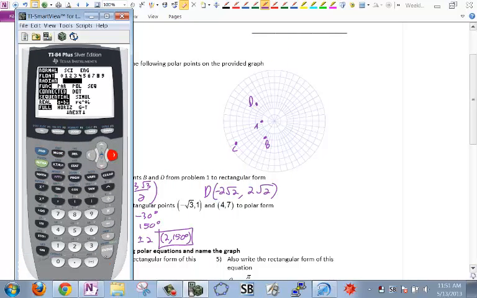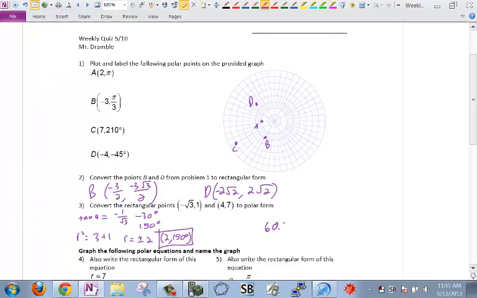I'll go degrees, that's what I did on the answer key. That's what most of you did. So you're going to say inverse tangent of 7/4. And so that's going to give you 60.255 degrees. And then you're going to do the Pythagorean theorem. 16 plus 49 is what, 65? So square root 65 is the radius.